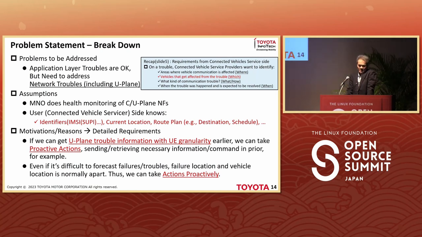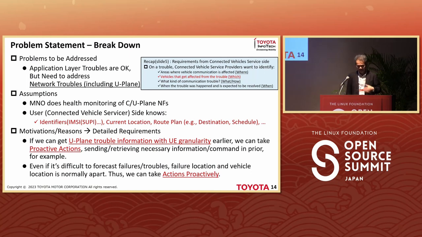And let's recap the requirement. Problems to be addressed is like this. Application layer troubles are okay, but we need to address network troubles, including U-plane. And here, I think we can assume two things. First, network service, so MNO, network service provider people, do health monitoring of C-plane and U-plane network functions.